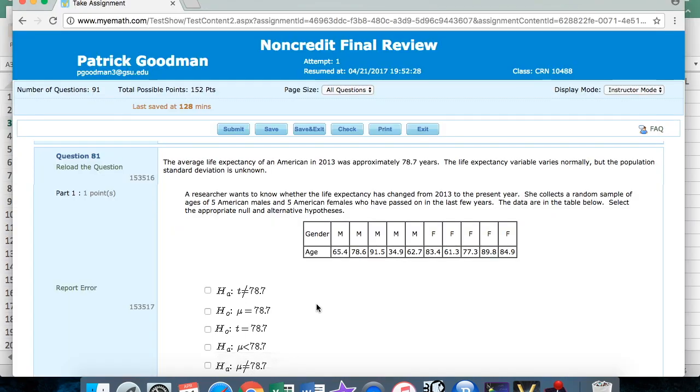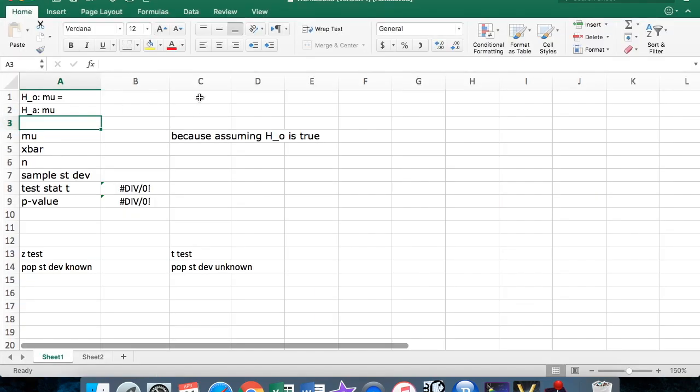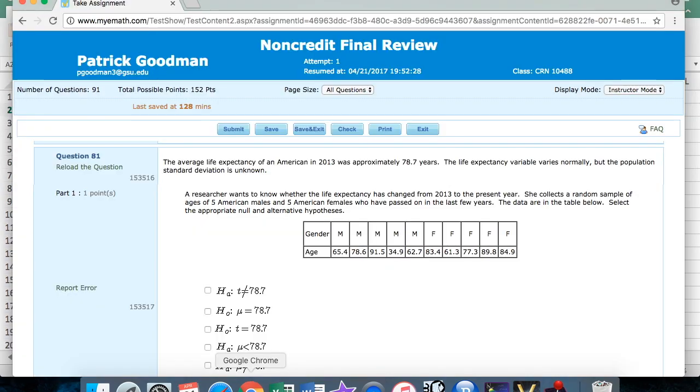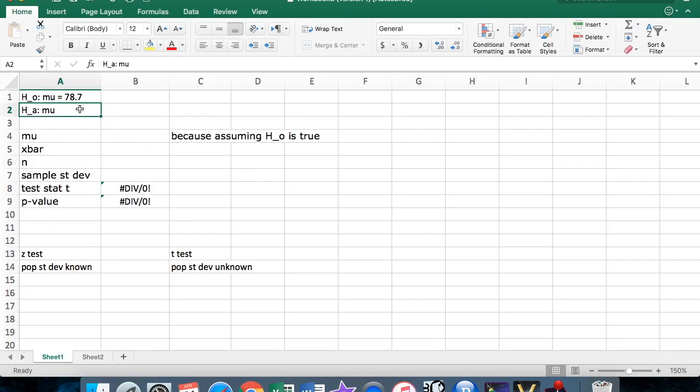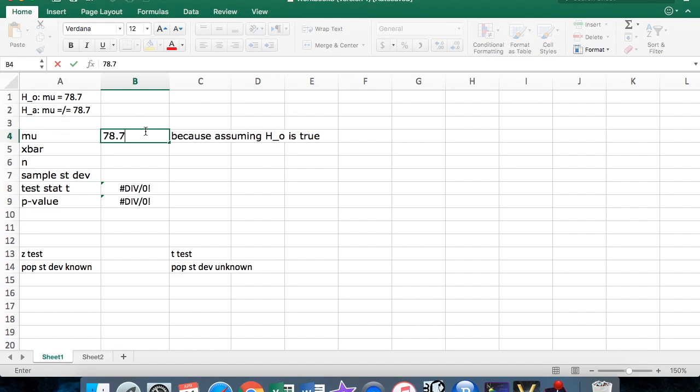Okay, so let's look at the problem. The life expectancy of the average American is 78.7 years. So that's what we assume is true, 78.7 already. A researcher wants to know whether the life expectancy has changed. So be very careful. This doesn't mean necessarily it's a positive or negative change. It just means it's a change. So that means that it's either greater than 78.7 or smaller than 78.7, i.e., it's not equal, right? So we assume this is 78.7.